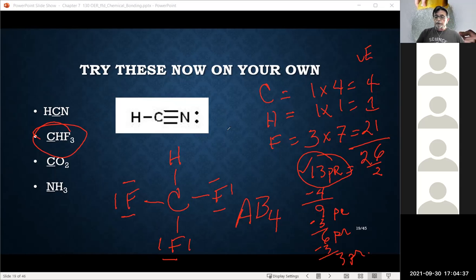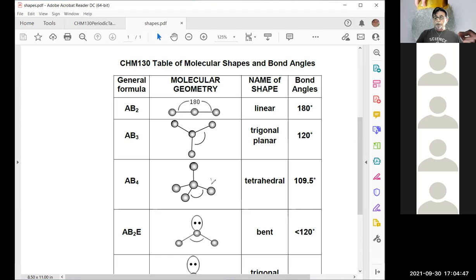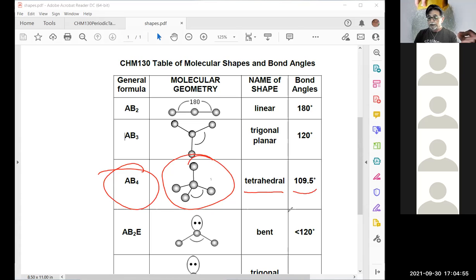All right, so now we got the general formula AB4. Now we flip over and pick out the shapes table. We look for AB4, and that's the one we talked about earlier, where we had the most common configuration, tetrahedral, and the bond angle is 109.5. So that is the tetrahedral for that fluorinated hydrocarbon. That is the geometry, and that is the shape for that particular compound. And all this information we're gathering from the valence electrons in this table.